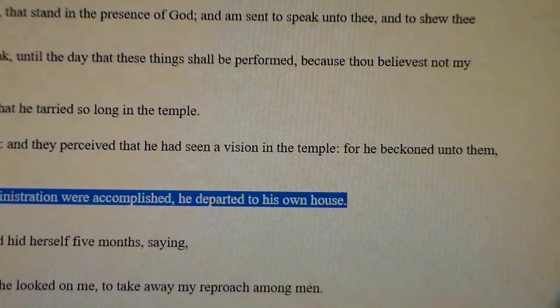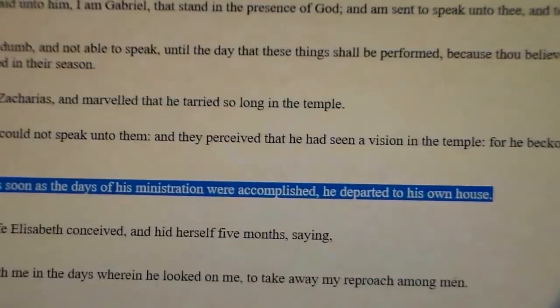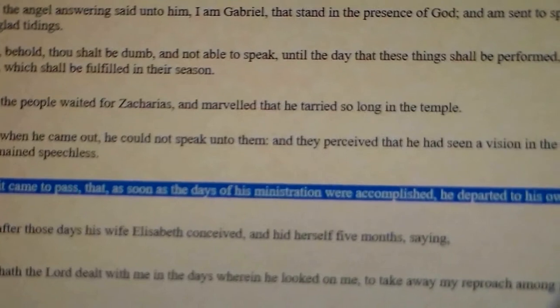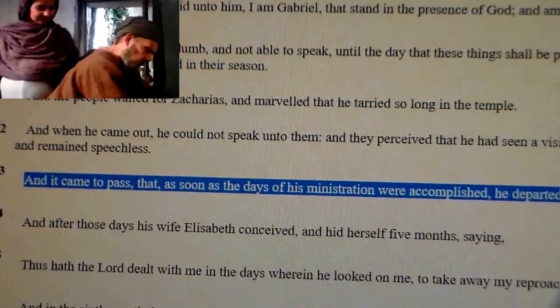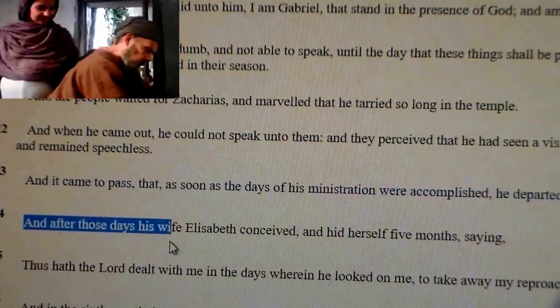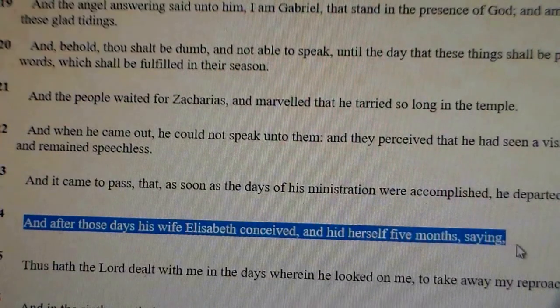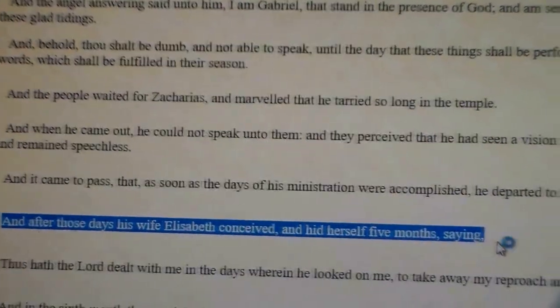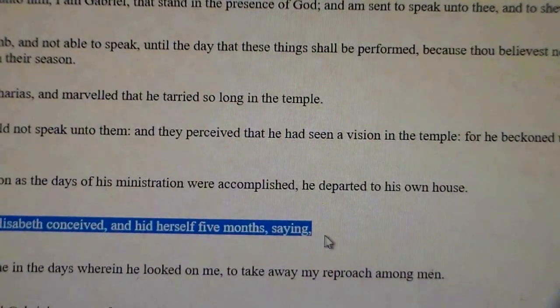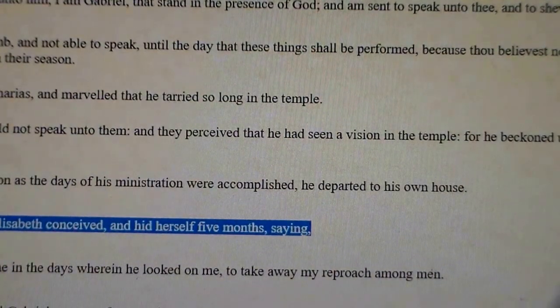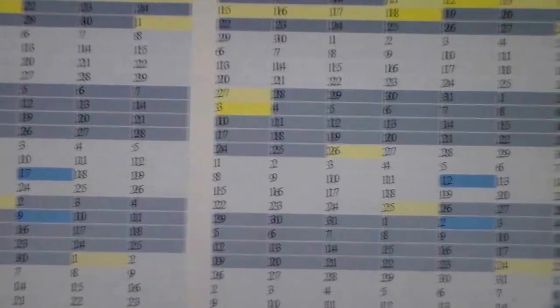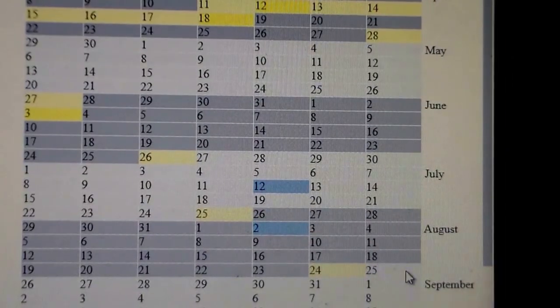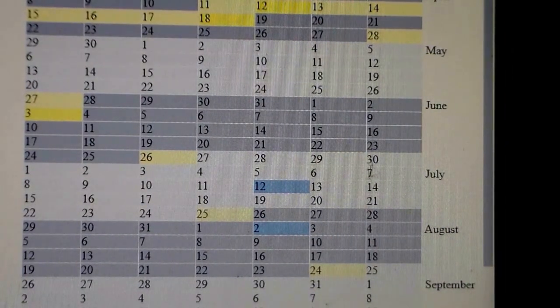And it says in verse 24, and after those days, his wife Elizabeth conceived and hid herself 5 months, saying, right? So let's go back to the Hebrew calendar. And let's go back to June, right? So he could not travel on the 23rd, which was the Sabbath. So he had to start traveling on the Sunday, the 24th.